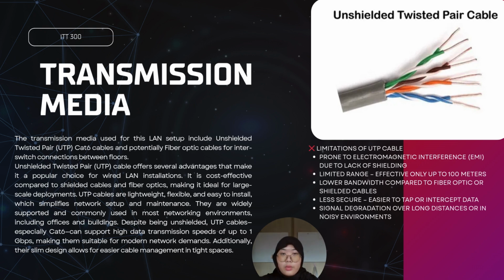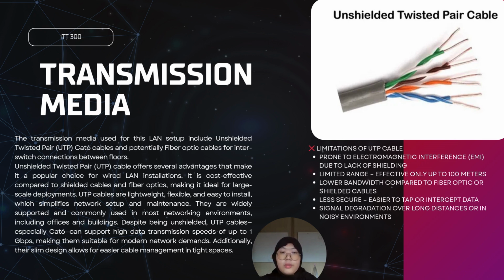UTP cables are lightweight, flexible, and easy to install, which simplifies network setup and maintenance. They are widely supported and commonly used in most networking environments, including offices and buildings. Despite being unshielded, UTP cable, especially Cat6, can support high data transmission speed of up to 1 GB per second, making them suitable for modern network demands. Additionally, their slim design allows for easier cable management in tight spaces.